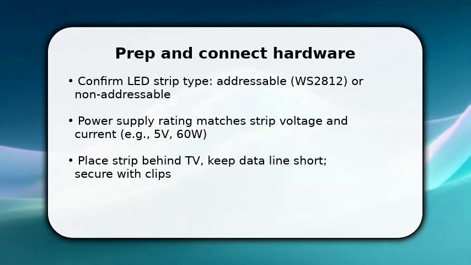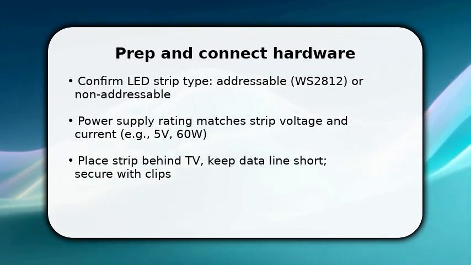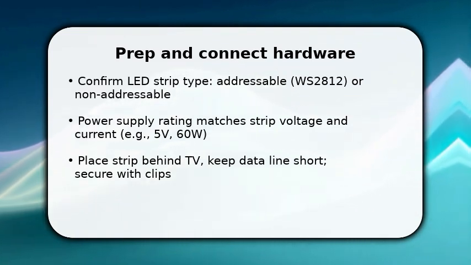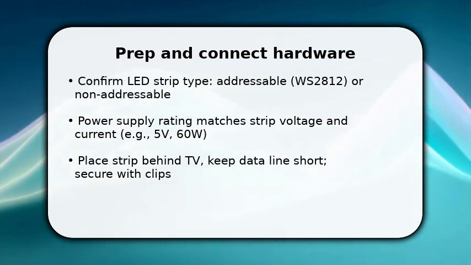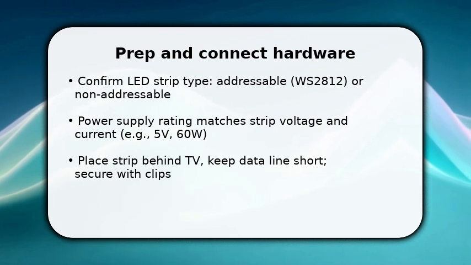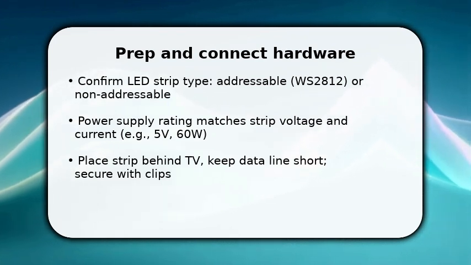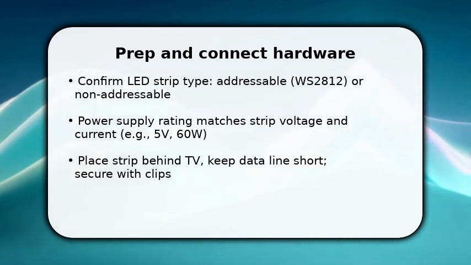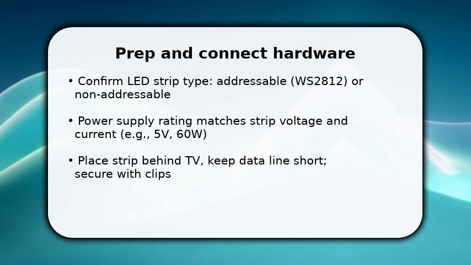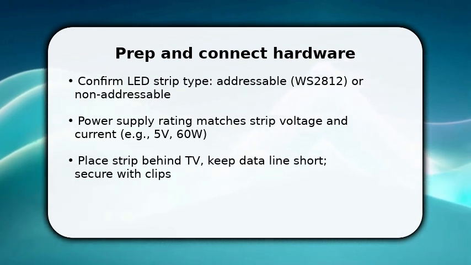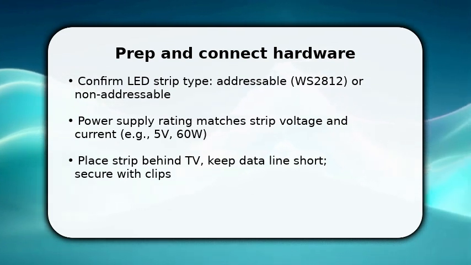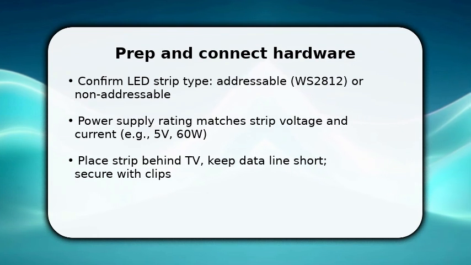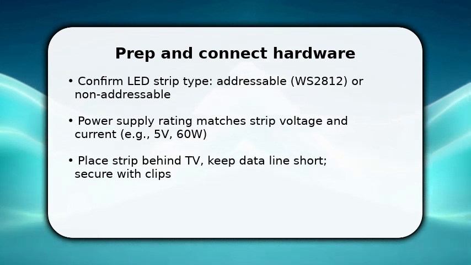You begin by preparing the physical gear so the sync process is reliable. First, identify whether your LEDs are addressable versus simple strips. Addressable LEDs let you control individual pixels, which is essential for precise ambient effects. Once done, match the power supply voltage and current to the strip to avoid dimming or damage. Make sure the LED data input is close to your controller and the strip is neatly attached to the TV's back, so light placement follows.